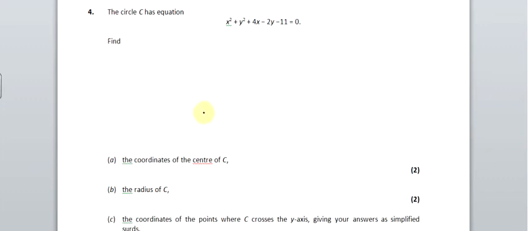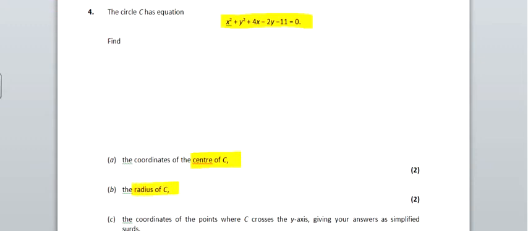Now, question 4, circle question. They've given us the equation of a circle here. How do we know it's the equation of a circle? Well, it's got an x squared and a y squared in it. Unfortunately, it's not in factorised form, so we're going to have to do that in a minute. It's not a surprise. They ask us for the coordinates of the centre and the radius.